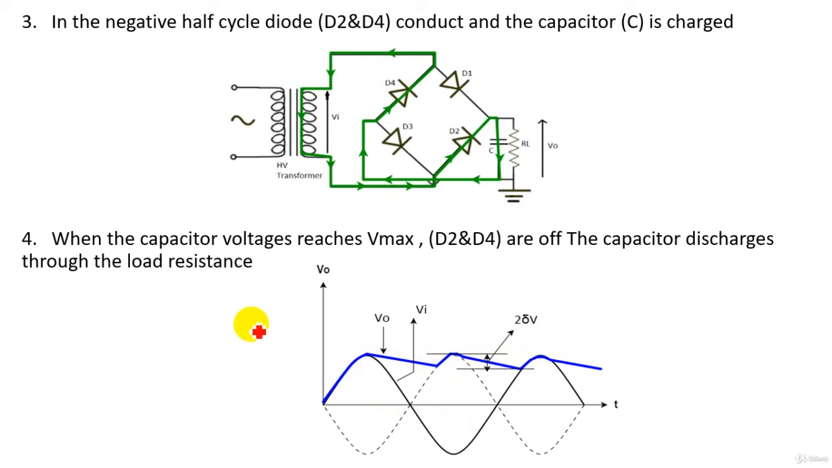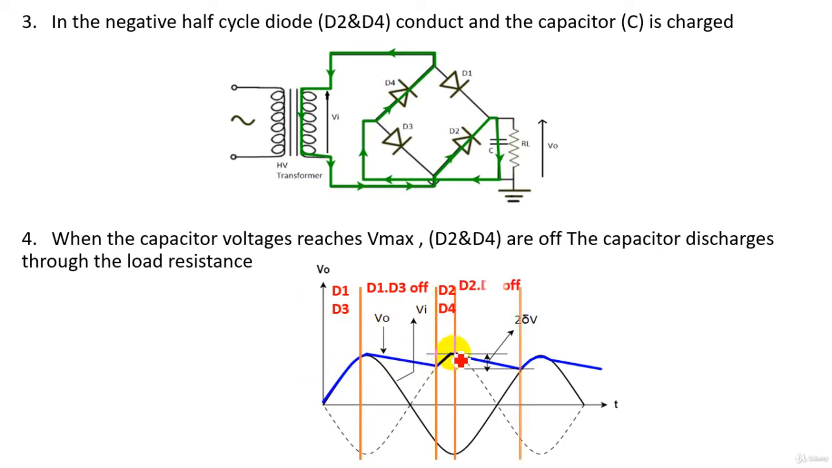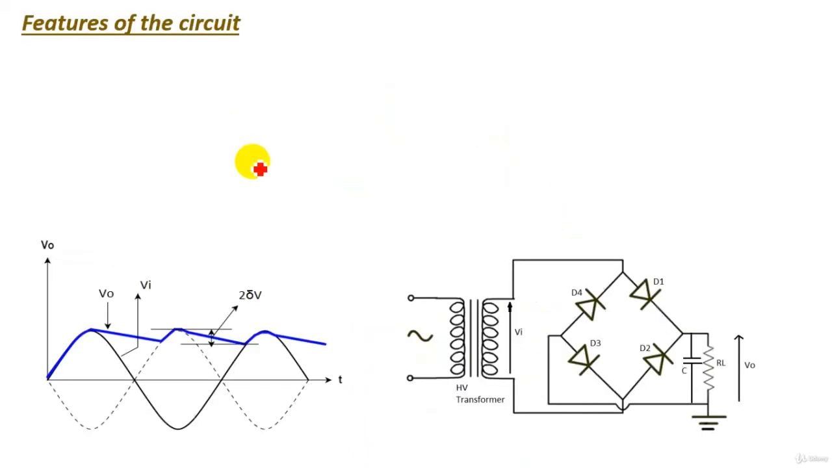From this waveform we can deduce that during the positive half cycle, the capacitor charges when D1 and D3 are on. After that, when D1 and D3 are off, the capacitor discharges, so the voltage decreases. After that, D2 and D4 will charge like that. D2 and D4 are on, short circuit, so the capacitor charges, so the voltage increases. After that, D2 and D4 are off, so the capacitor discharges like that. So this is a simple operation of our circuit for producing high voltage DC.